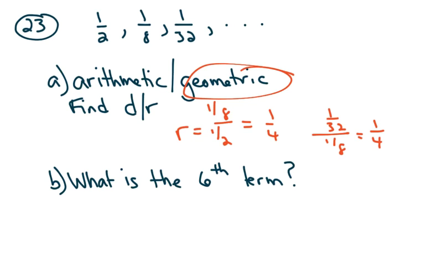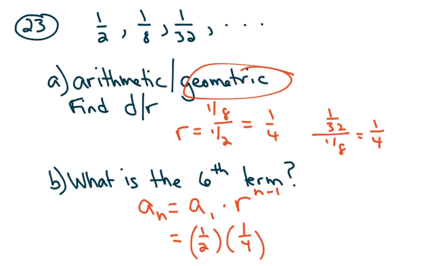which it is. So to find the sixth term, we're going to use the nth term of a geometric sequence, which is the first term times the common ratio raised to the n minus 1 power. So the first term is 1/2, the common ratio is 1/4, raised to the 6 minus 1 power. Plug it in your calculator, hit math, enter at the end, and you'll find out the answer is 1 over 2048.